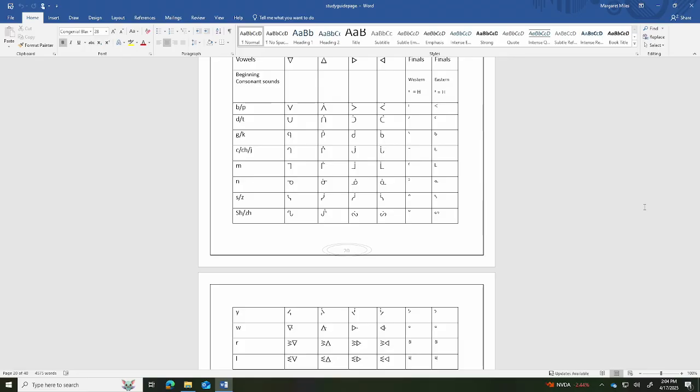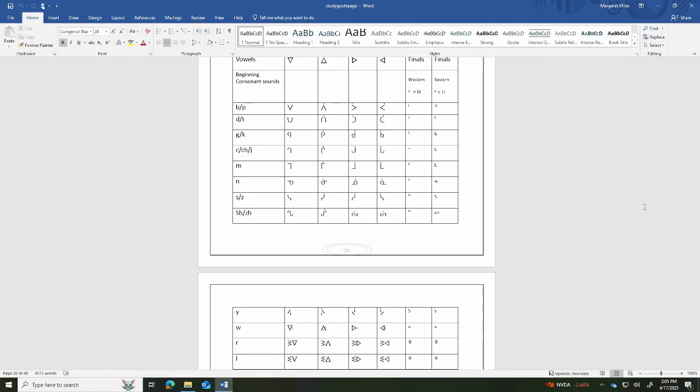So we're gonna start with the consonant sounds. Be, bi, bo, ba. De, di, do, da. Ge, gi, go, ga. You can hear the long sounds in this chart.